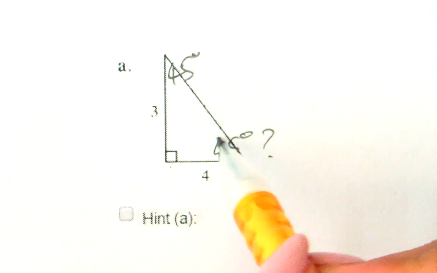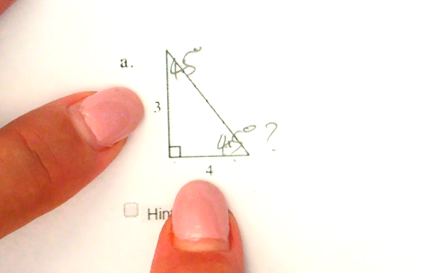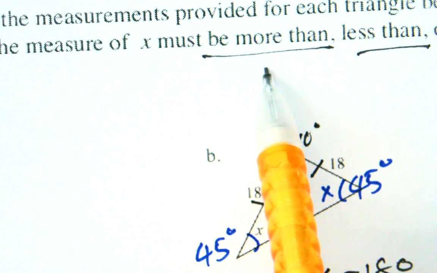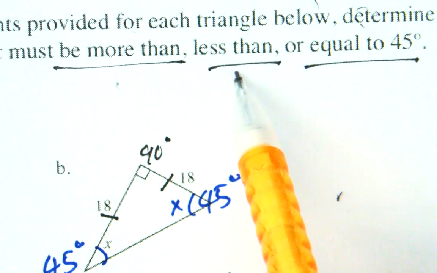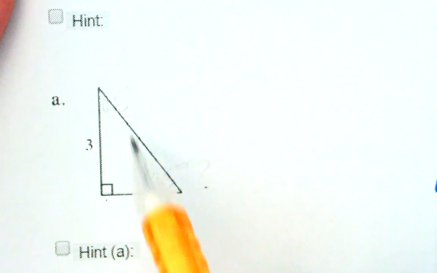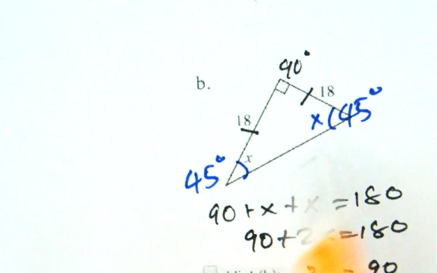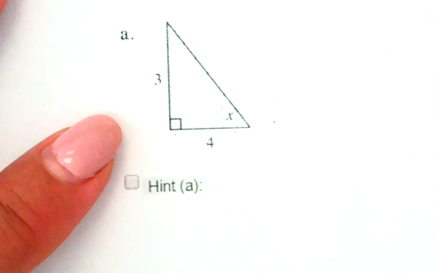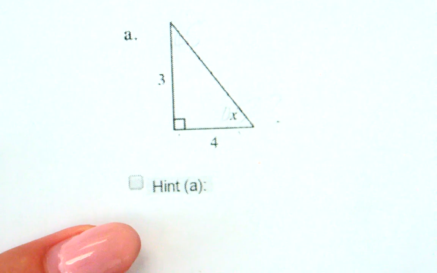But if these two are the same, that means these two here, the legs, must also be the same, and that's not true. So x is not 45. Okay, so we can throw that out. So it leaves us with the option of it has to be more than 45 or less than 45, because we know equal to 45 is not going to work because it has to be an isosceles triangle. So let's say, I don't know, I'm just going to pick one. Let's see if it works out.